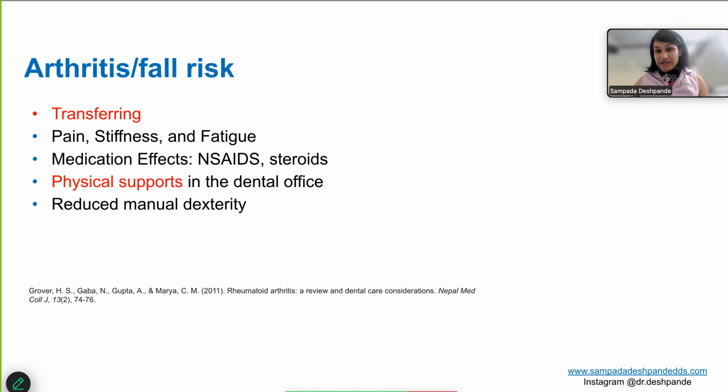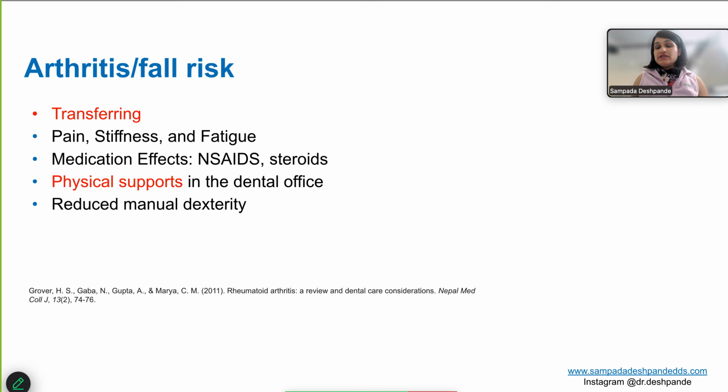The weight of the patient is a big consideration. A lot of our patients are now weighing 150, 160, 180, 200 pounds or more. How safe is it for your team to be transferring this patient? You can run into a whole lot of liability concerns over here. It's not very safe for the team. It's not really safe for the patient.